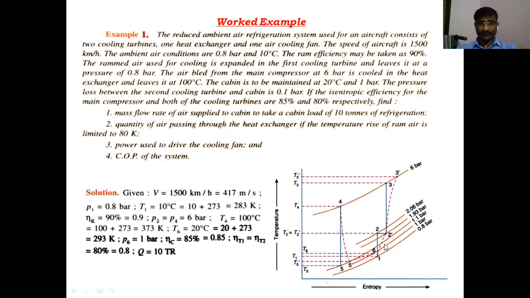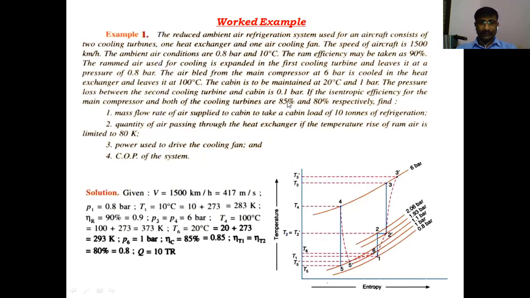T-S diagram for the given reduced ambient system. 1 to 2 is the isentropic compression by ramming action in the diffuser. Due to the inefficiency of the diffuser, which has 90% efficiency, the actual process takes place. The actual air temperature at the exit of the diffuser is T2 dash. Clear? From there, the compression process takes place in the main compressor.